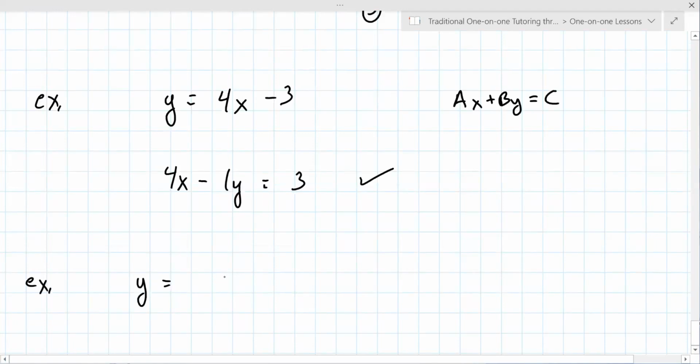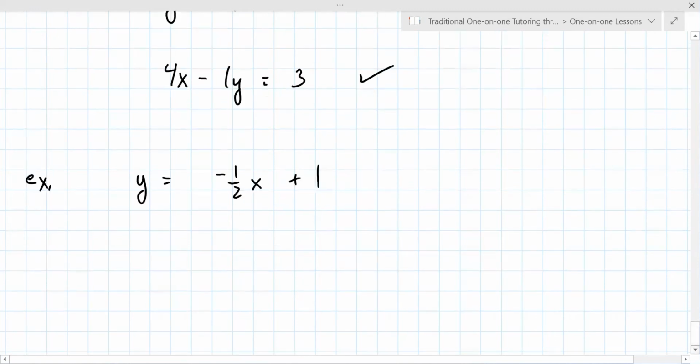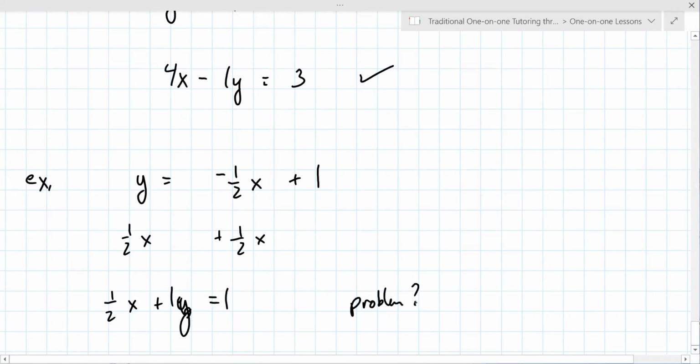Y equals minus 1/2 x plus 1. All right, this is looking like the stuff I did in class today. So we're going to add 1/2 x to both sides. 1/2 x plus 1y equals 1. What is the problem here? I'm assuming you can't have a fraction. Right. So how do you undo a fraction? You have to multiply it. You multiply by the denominator or the least common multiple of the denominators.